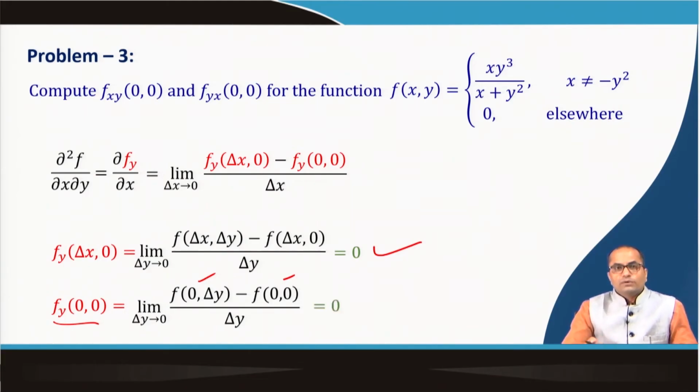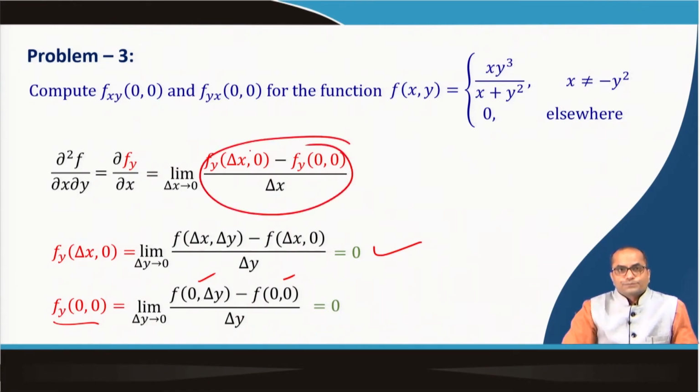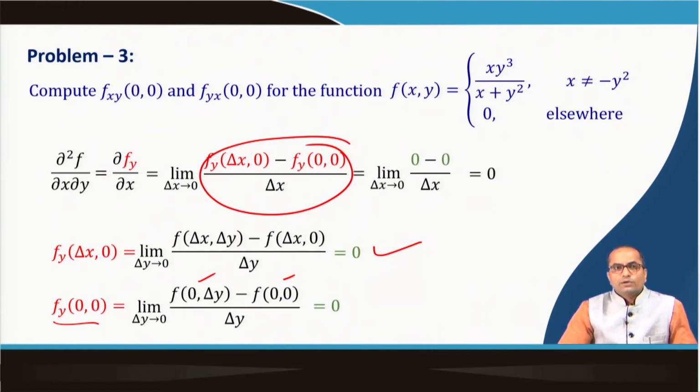So, this will also become 0, and now we can substitute back into this limit, and what we will observe is that 0 minus 0 divided by Δx is 0. So, this mixed order derivative ∂²f over ∂x∂y is 0 in this case.